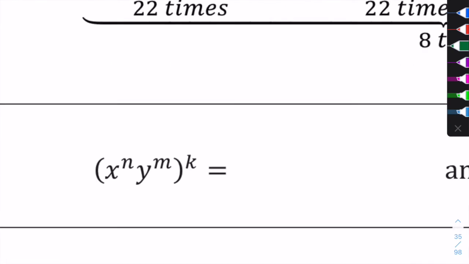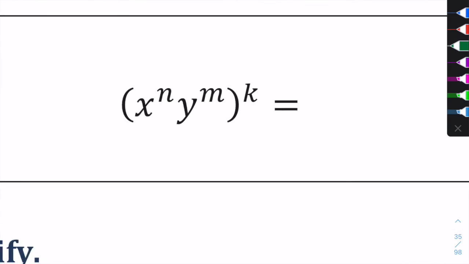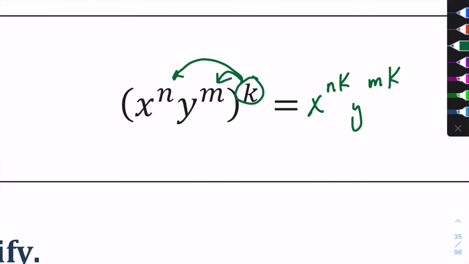All right, let's break this down into a rule. x to the n, y to the m, all to the k. This k outside is going to multiply by both exponents inside, and we'll get x to the nk, y to the mk.